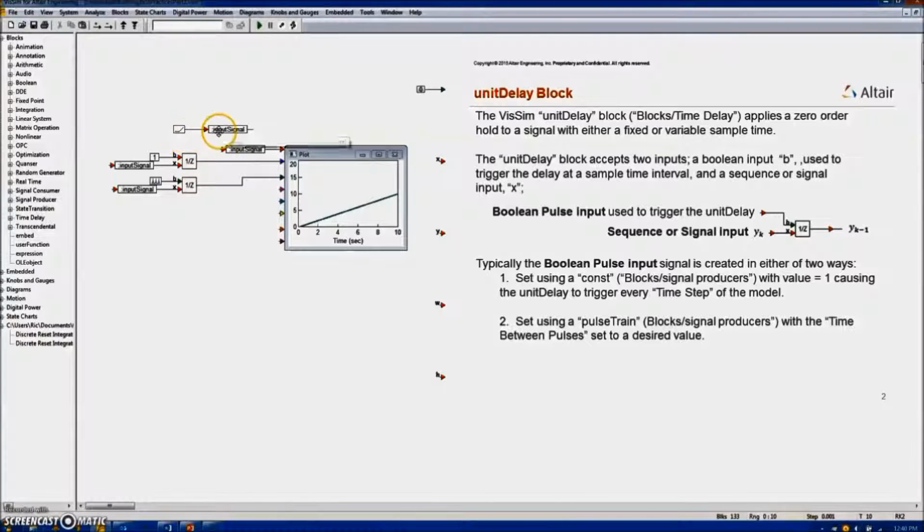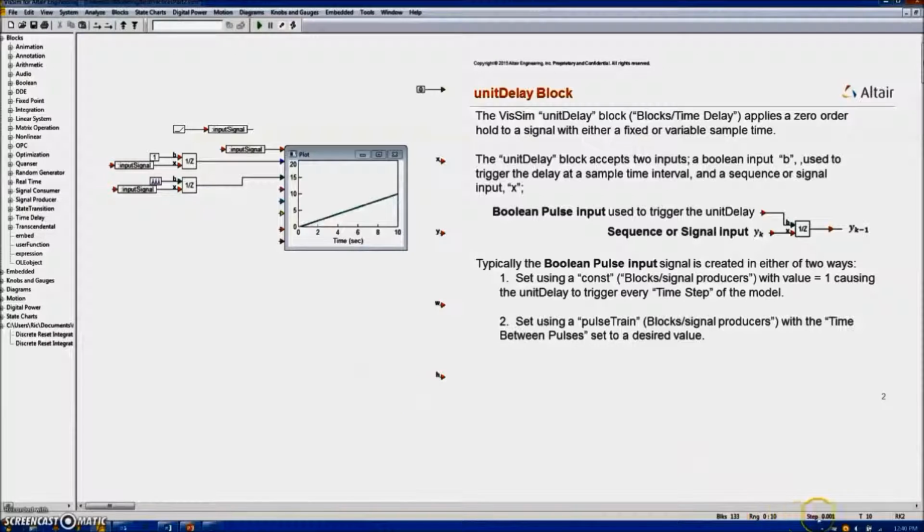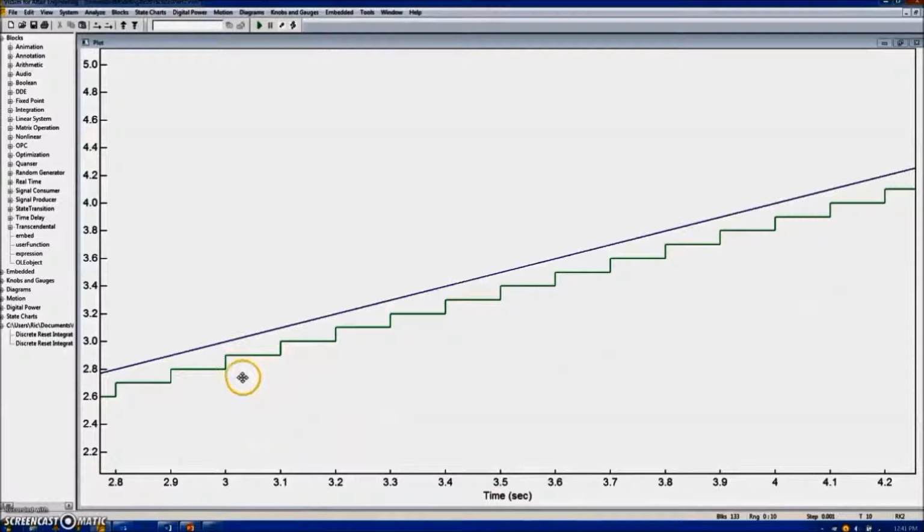First, I've defined an input signal as time, a unit slope ramp, and applied it to a unit delay being triggered with a constant 1, and also to a unit delay being triggered by a pulse train, time interval set to 0.1 seconds. Our simulation is running at 1 millisecond. Executing this model shows the behavior of both ways of triggering the unit delay. In green, we can clearly see the effect of the zero-order hold, the hold plus the unit delay.